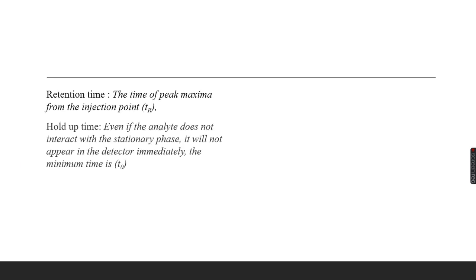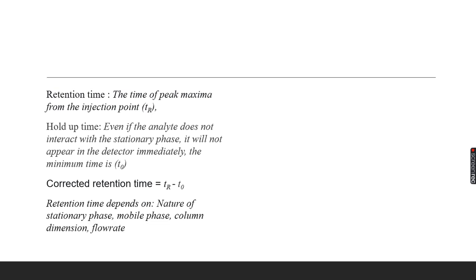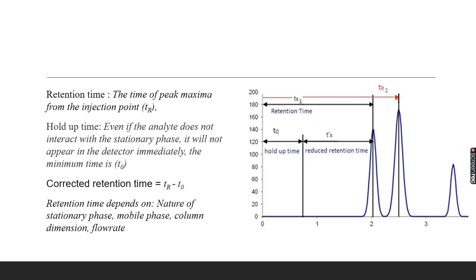Some of the terminologies will be useful from a chromatographic perspective, or in a chromatogram. We need to know what is retention time, what is hold up time, and what is the corrected retention time, and we will have this diagram to describe all those phenomena. So this is a traditional chromatogram.